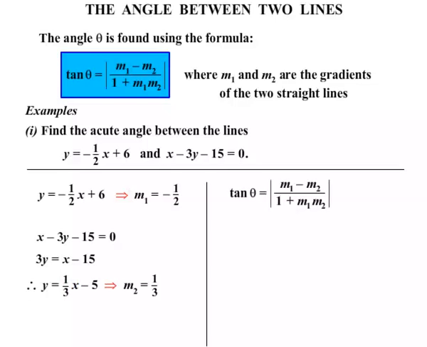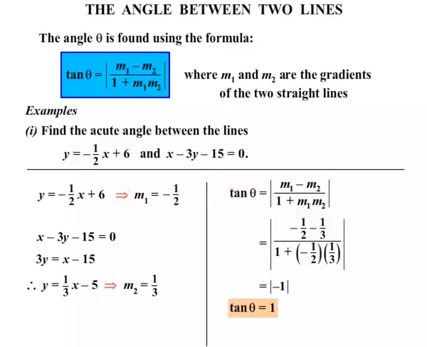So using our formula there, m1 minus m2, where m1 is minus a half and m2 is 1/3, let's write that down. It's all over 1 plus the product of the two gradients there. So 1 plus minus a half times 1/3. Now don't forget the absolute value lines. Now when we work all that out, we get minus 1. We've got to still take the absolute value of it, and the absolute value of minus 1 is in fact 1. So that's what tan theta is. So we've got tan theta equals 1. We take the inverse tan of 1, we therefore get that theta is 45 degrees. Terrific.